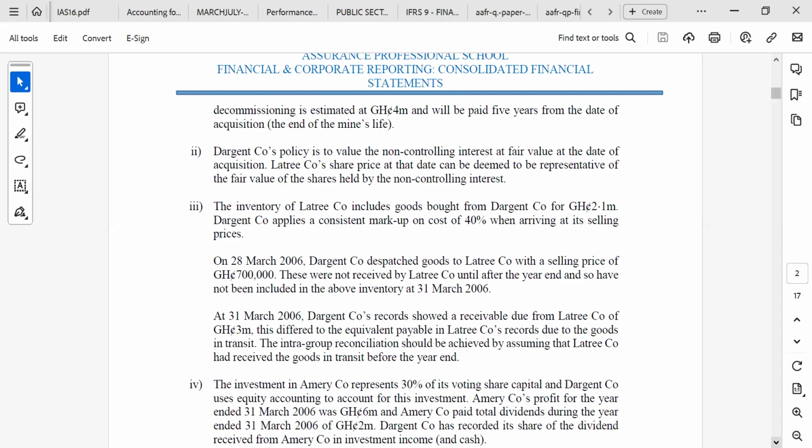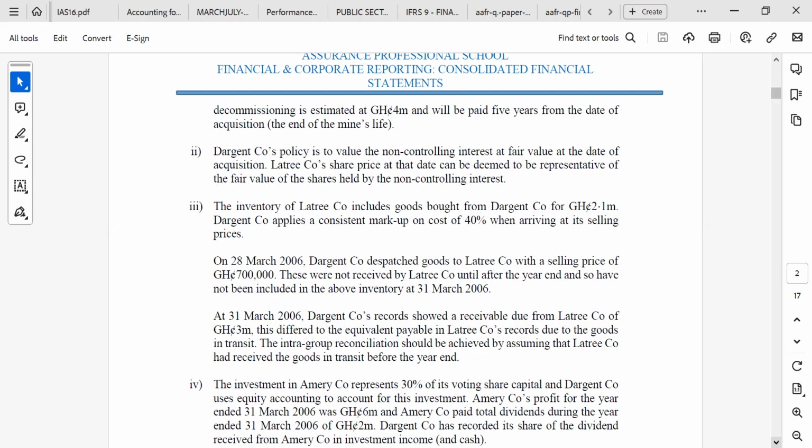Okay. So they are saying that the inventory of Latrico includes goods bought from Targent Co for 2.1 million. That is the closing inventory that they are talking about. So it means that the goods with a selling price of 2,100 are yet to be sold. But what happened is that the parent, at the time of dispatching all these, has already recorded all the profits. So a portion of the goods has not been sold. So we have to find the profit on that particular portion and take it from our retained earnings, because we recorded all the total profit on the sale.